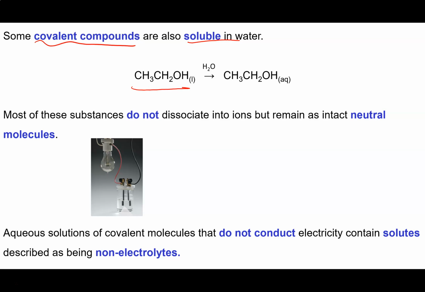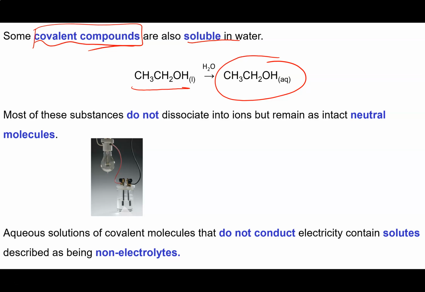The molecules that make up the ethanol just kind of separate from one another and end up dispersed throughout the water. So when covalent compounds that are not acids are dissolved in aqueous solution, we don't end up with any charged particles. We just end up with molecules that are a little bit separated from one another.